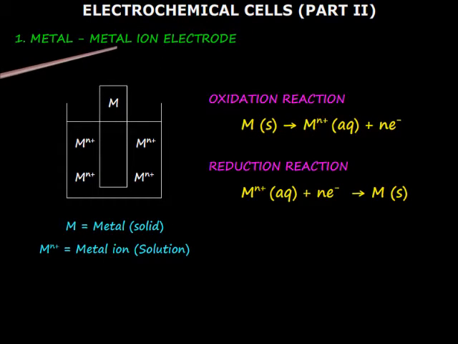Number 1. Metal-metal ion electrode. Here, a metal strip is dipped in a solution containing the metal ion. The reduction and oxidation reaction take place at the interface of the two phases.